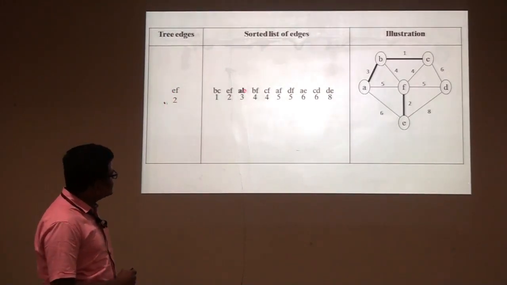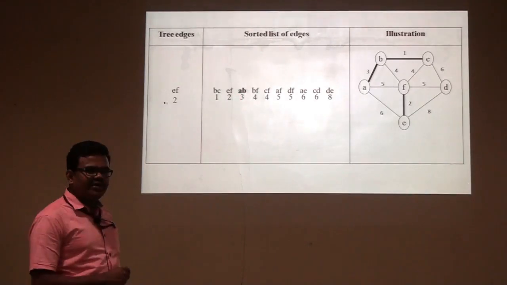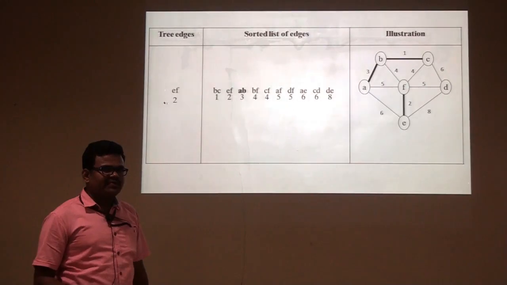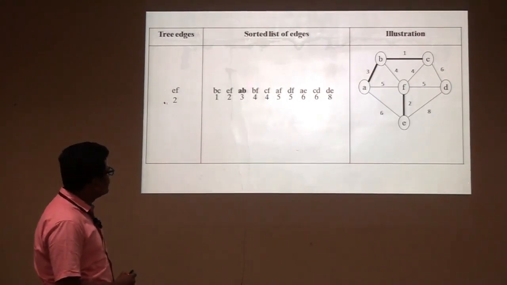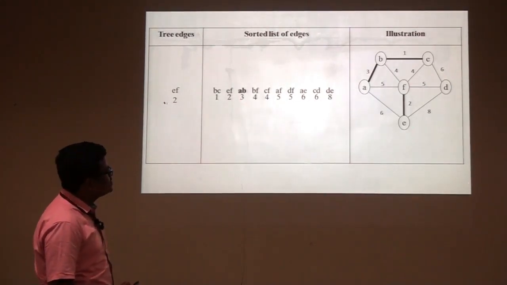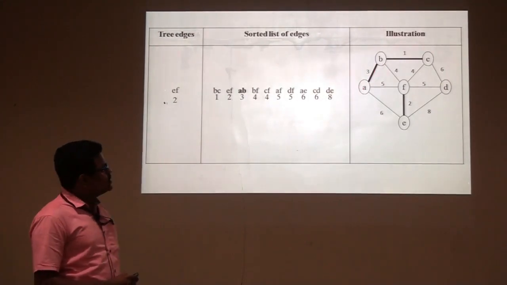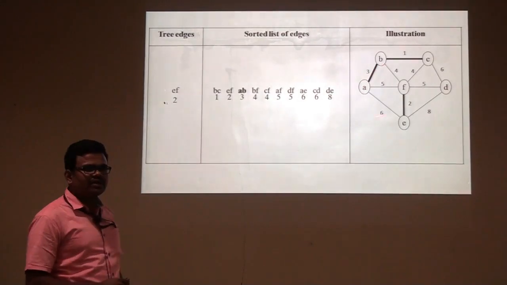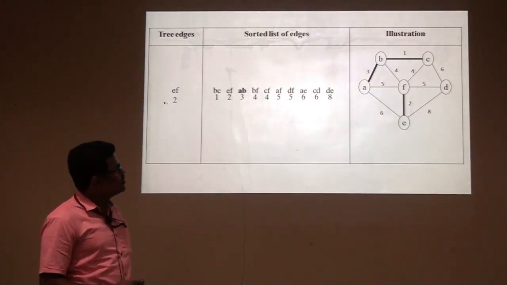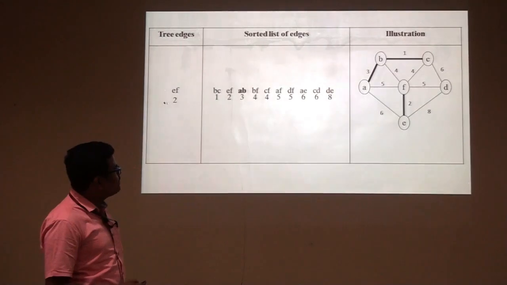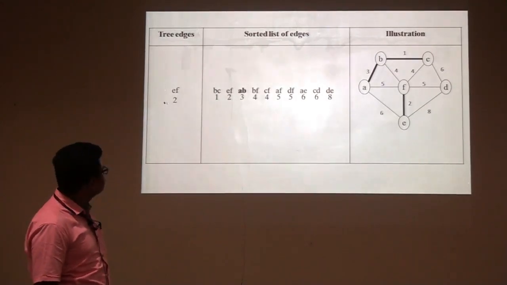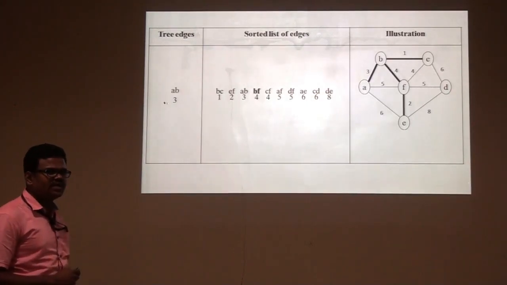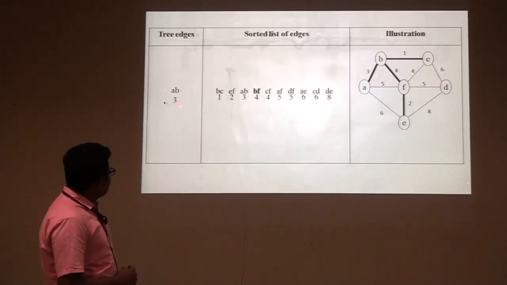In the next iteration we are going to find the next smallest weighted edge. The next smallest weighted edge is from A to B. From the highlighted edges, we found that A to B will not form a cycle. So we are connecting A to B and marking A to B as a visited edge with the value 3.